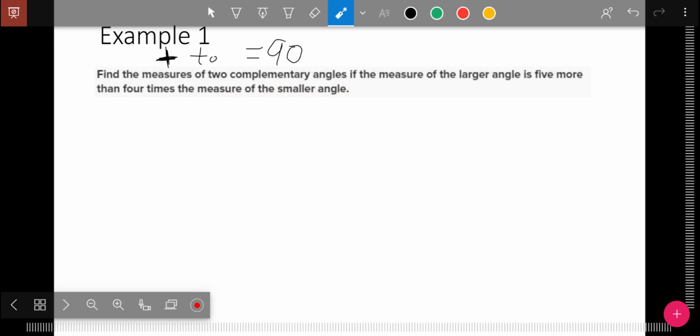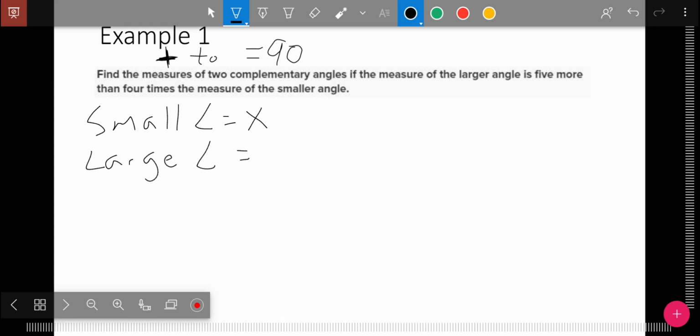Well, do we know what the smaller angle is? I don't think so. It doesn't say anywhere, so I'm just going to call the smaller angle a variable. So for me, that's going to be x. And then my large angle I know is 5 more than 4 times the measure. Well, 4 times is easy. 4 times x is just 4x. 5 more is plus 5.